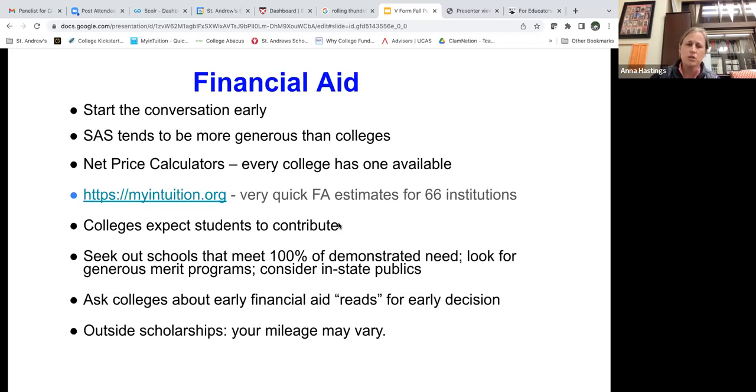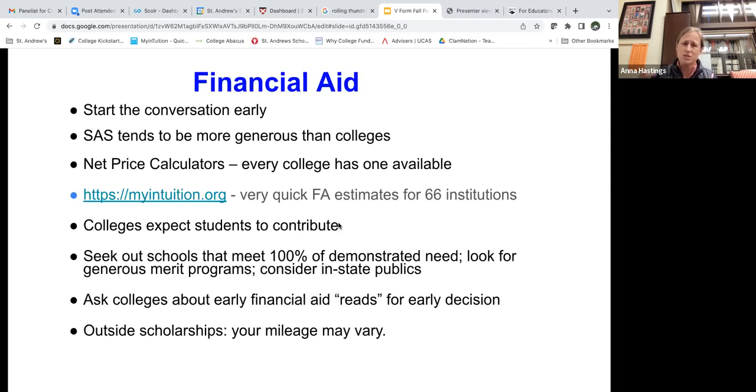Something that's really important to note is that St. Andrews tends to be more generous than colleges and universities. We don't get federal funding. We don't have to follow specific rules and guidelines, but the colleges do. And so occasionally parents are taken by surprise at the cost, at what the colleges might be asking them to pay relative to what they're currently paying at St. Andrews.